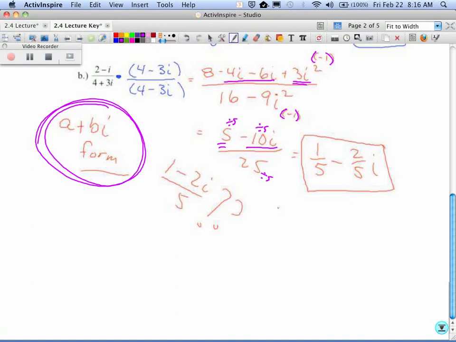This is also, in my mind, acceptable. But when they say write it in a plus bi form, they are looking for you to separate it into 2 parts. In which case, then it's easier for you to see the reduced fraction sum.